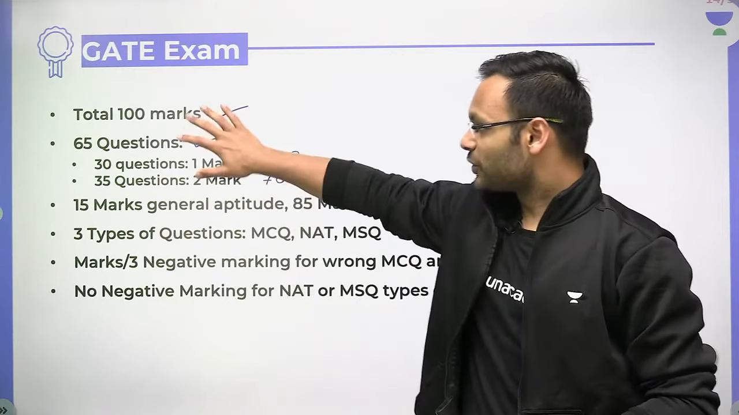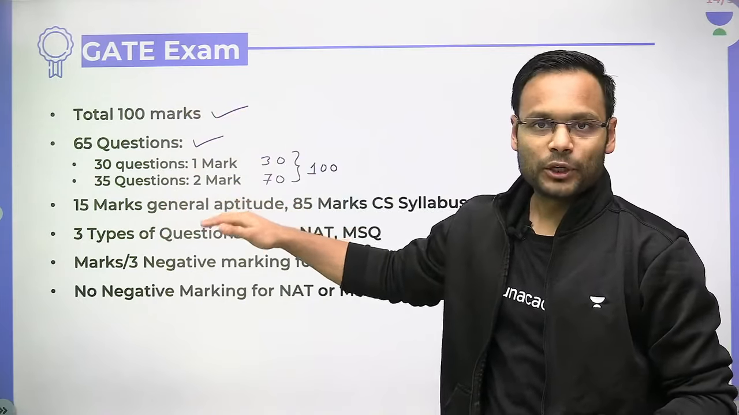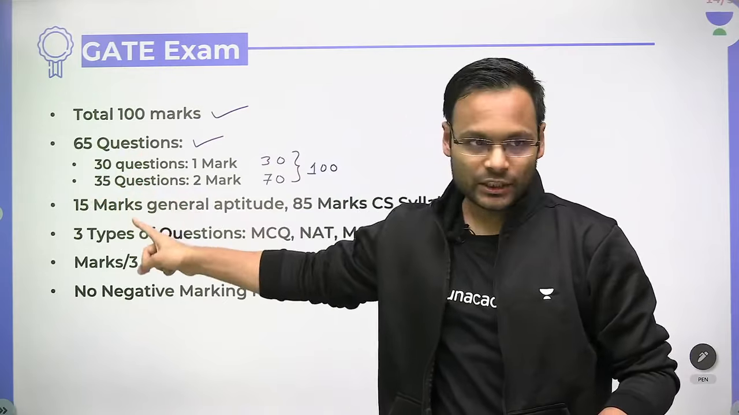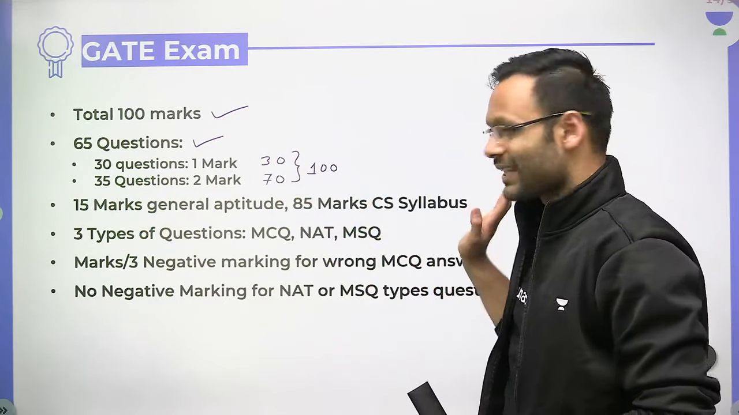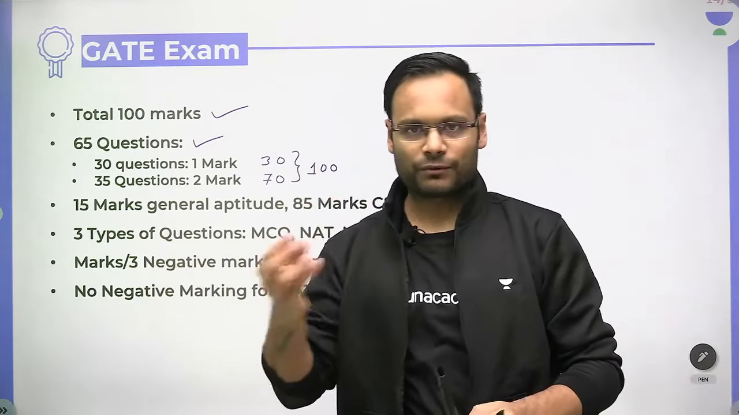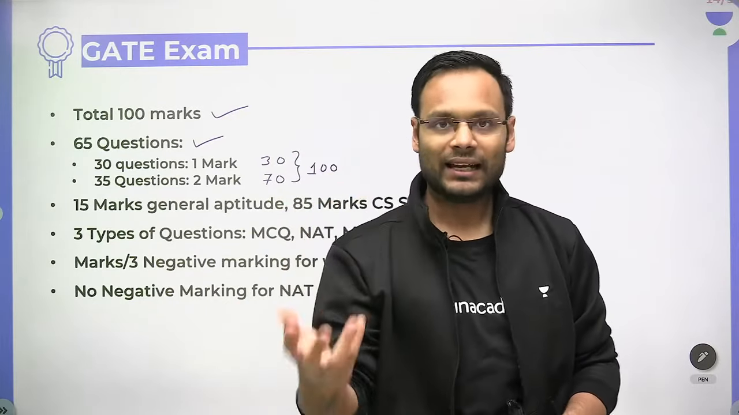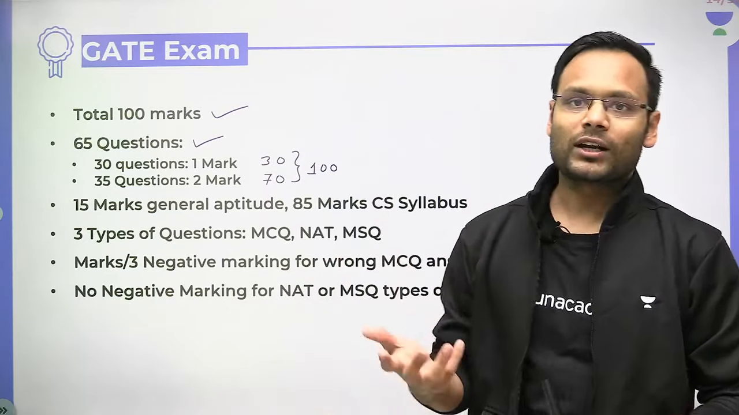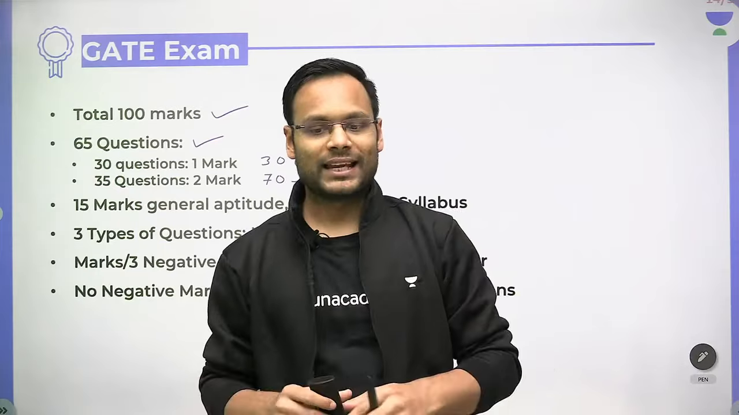Among these 65 questions, 15 marks will come from general aptitude, a total of 10 questions. So general aptitude is 15 marks, 10 questions, and 55 questions, 85 marks, will come from your computer science syllabus. What the syllabus is, I will talk about in just a few minutes, along with the courses and their details. I'll also give you the books, what kind of standard books you can follow for the computer science GATE preparation.